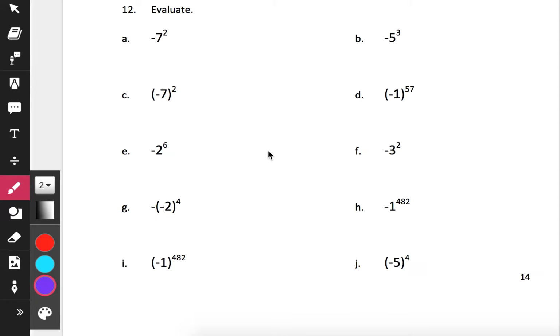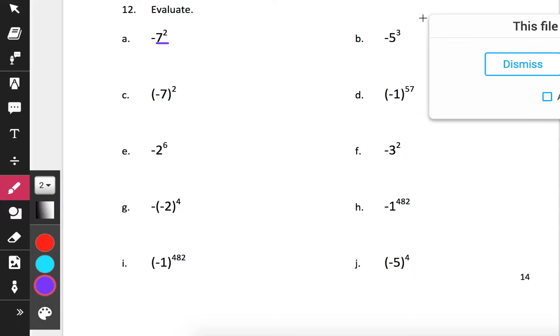In this video, we're going to take a look at the importance of identifying the base when evaluating expressions with exponents. So the key thing to remember is that an exponent attaches only to what's directly below it. So here in this expression, negative 7 squared, the 2 is only attached to the 7, not even to the negative symbol.